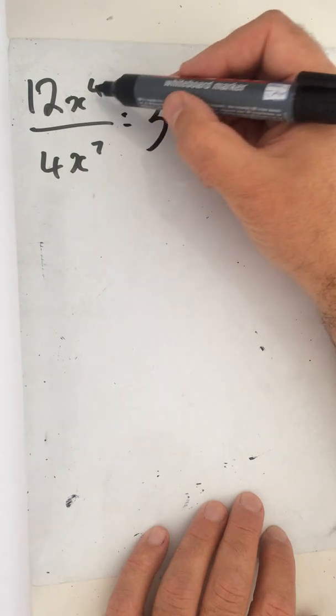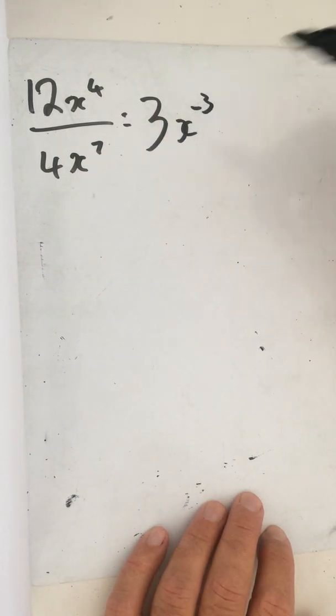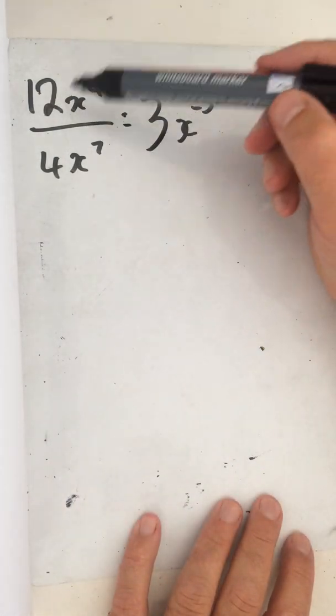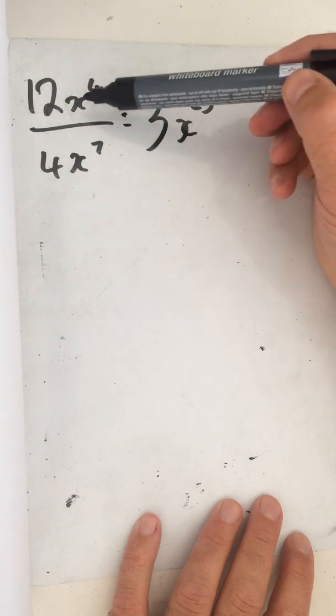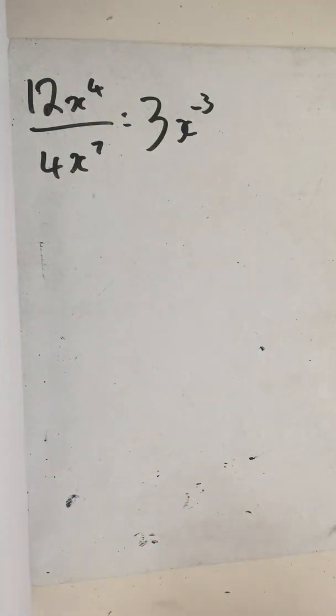So to simplify this, we need to do 4 take away 7, which will be x to the power of minus 3. So we get that as our initial answer. And all we're doing there is just adding up from the previous part. We're just putting in the whole numbers, and we deal with those separately.